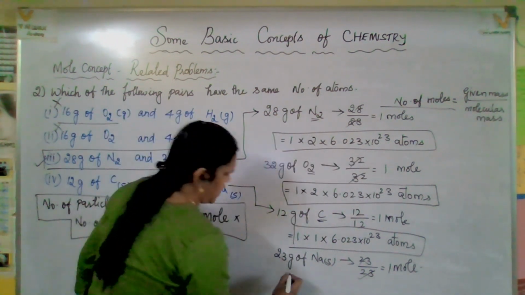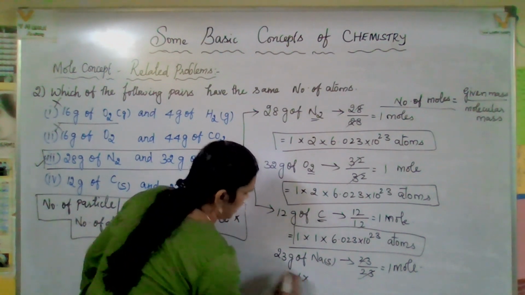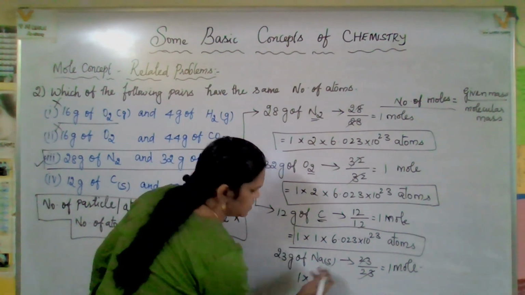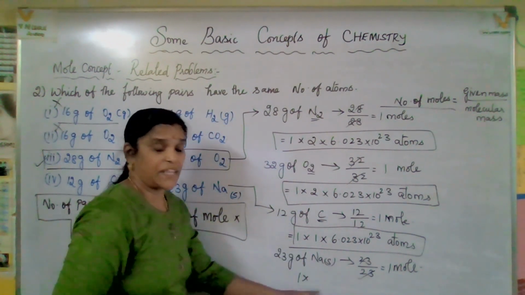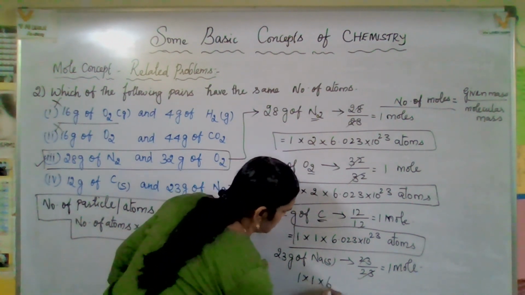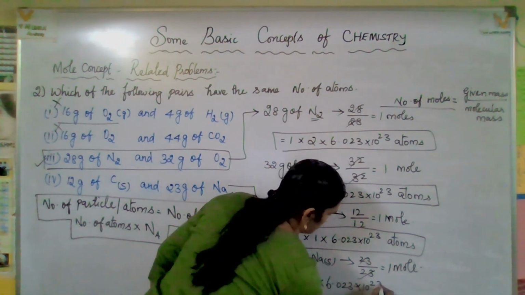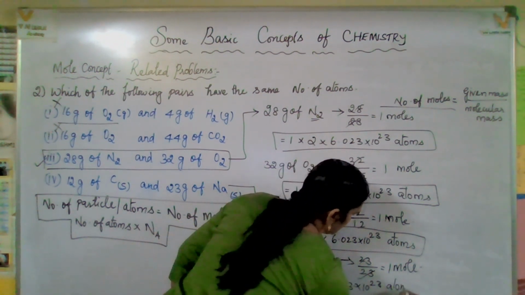Right? So here, number of moles equals 1. In that, sodium is only 1 atom. So it is not a molecule, it's an atom. Please note that. Here, number of atoms is 1 into Avogadro number, 6.023 into 10 to the power of 23 atoms.